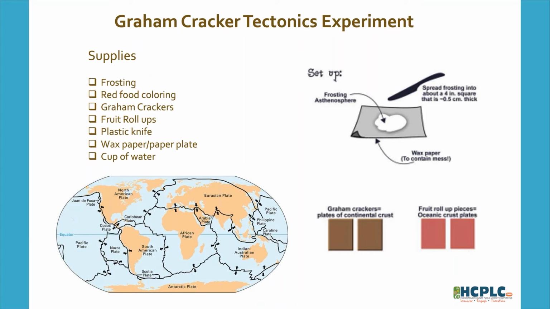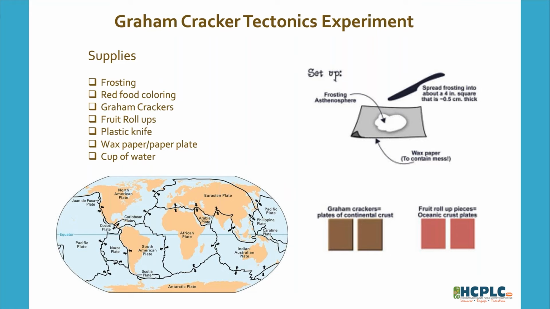Graham cracker tectonics experiment. And what's great about this experiment is that we get to use delicious ingredients to do science. So some of these supplies include frosting or icing, depending on what you call it, red food coloring, especially if your frosting is not red, and that is going to symbolize our molten lava rock mantle that's constantly flowing. For our tectonic plates, we're going to use graham crackers, or you can use whatever kind of cracker you have on hand.